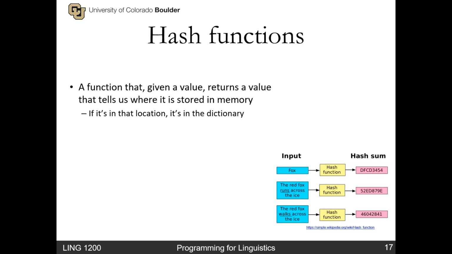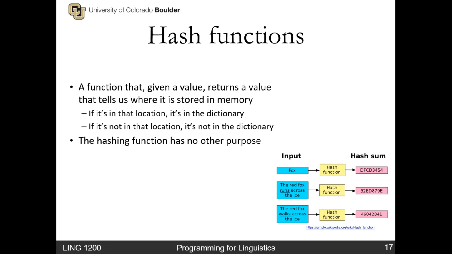And so if we're looking for an input, it will run it through the hash function. If it's there at that spot in memory, then that value we're looking for is in the dictionary. If the value that we're looking for is not at the address in memory, then we know it's not in the dictionary. It's very quick at finding the thing that we're looking for. It goes directly to that spot in memory.